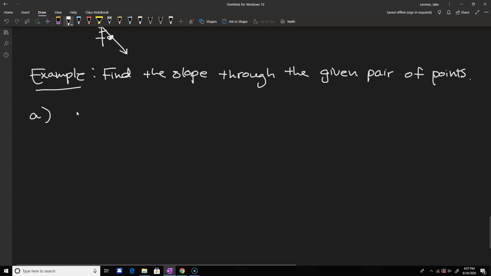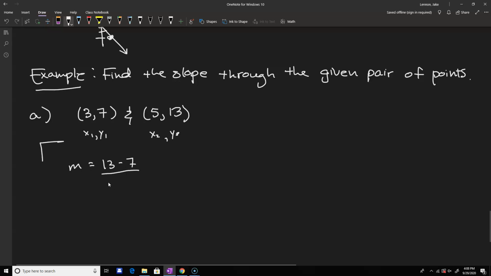Nothing too complicated here. So let's say we have (3, 7) and (5, 13). So you just want to think of the pairs of points identified. Maybe we could think of this one as x1, y1, and this one as x2, y2. Then you just plug them into that slope formula that we talked about. So here we would just have m is equal to 13 minus 7 divided by 5 minus 3, and that should come out to 6 over 2, which is equal to 3.